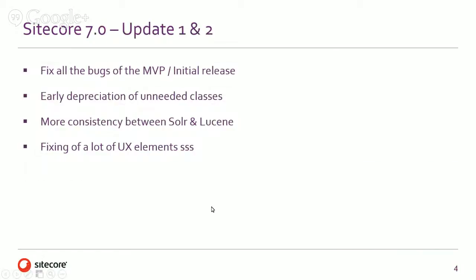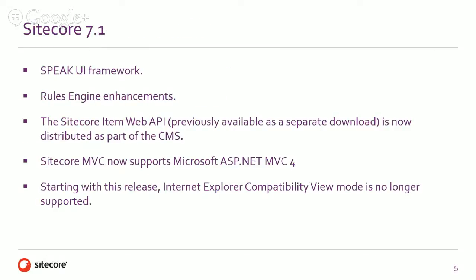So if we go to the next one, we'll talk first about Sitecore 7. Really the updates 1 and 2 that we did immediately after the main release were fixing all of the bugs from the MVP early rollout and the initial release, tidying up the API, getting rid of unneeded classes, and generally bringing the consistency between Solr and Lucene further into line. We were fixing lots of UX elements and making sure our controls all worked. So it was a very large release for us, just getting all those things in check.